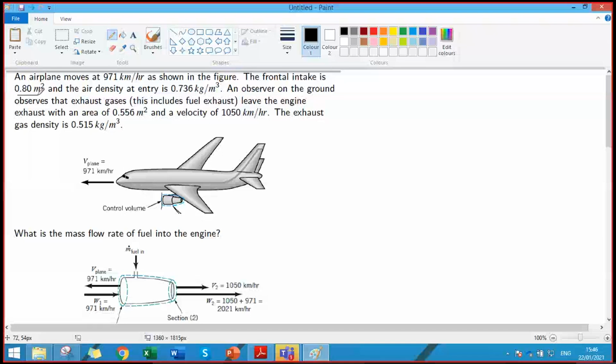There is an observer on the ground, and it observes that the exhaust gases, which include the exhaust fuel gases, leave the engine with an area of 0.556 meter square. So the exhaust or discharge area here is 0.556 meter square, and the velocity is 1050 km/h. The exhaust gas density is 0.515 kg per meter cube. We are required to calculate the mass flow rate of the fuel into the engine, that is, at what rate the fuel is being injected into the engine.